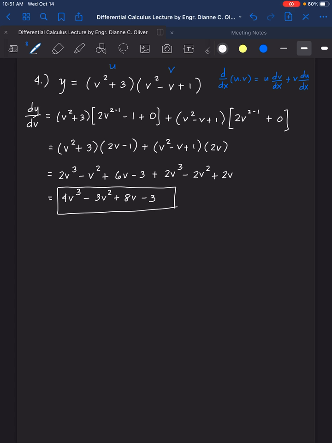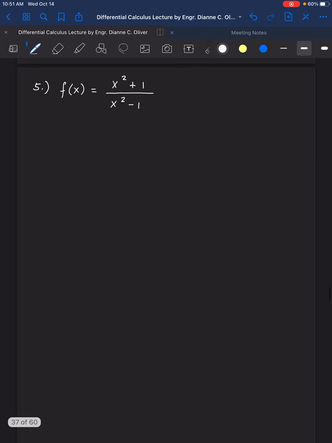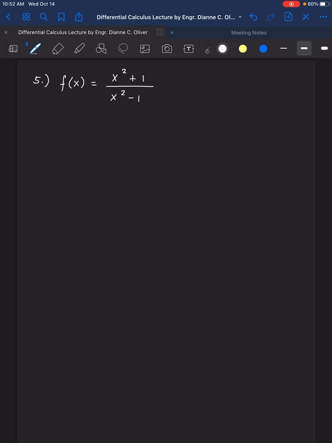Let's go for example number 5. For example number 5, we have f of x equals x squared plus 1 over x squared minus 1. So again, this is the derivative of a quotient.